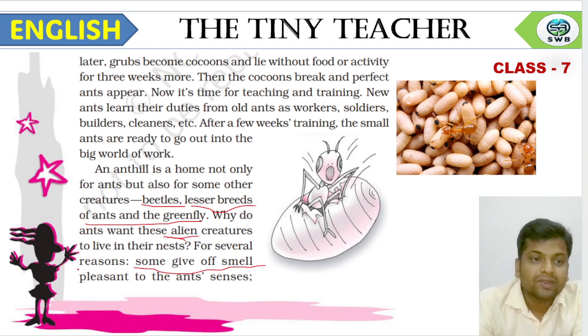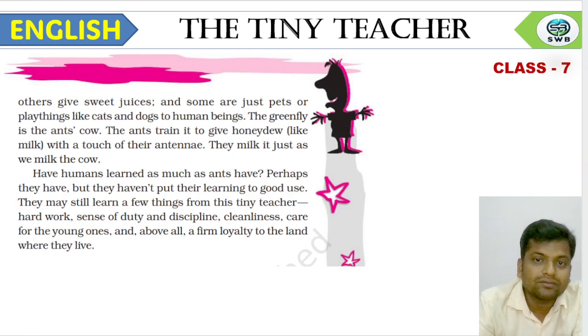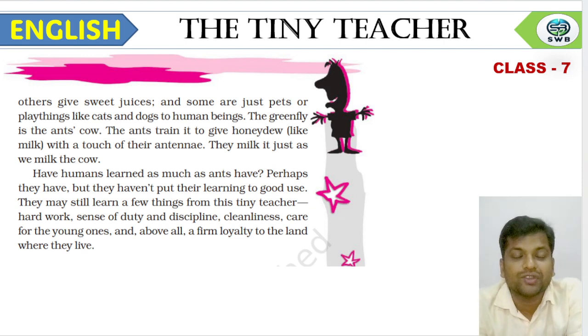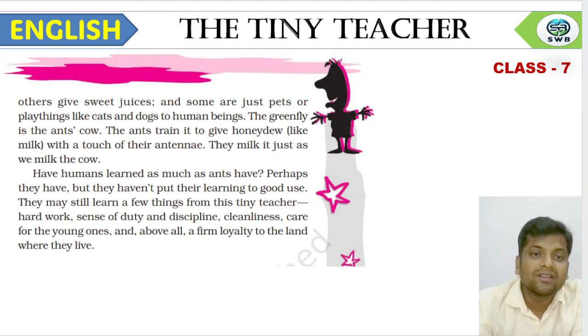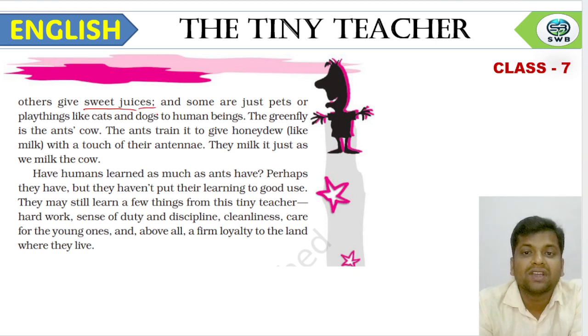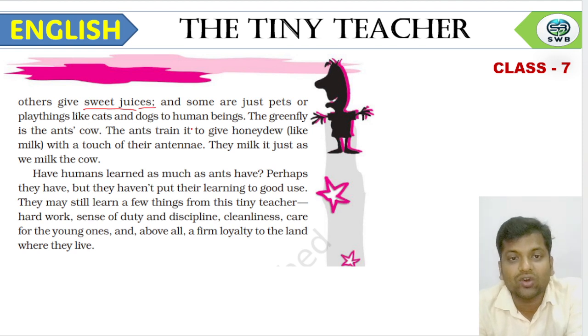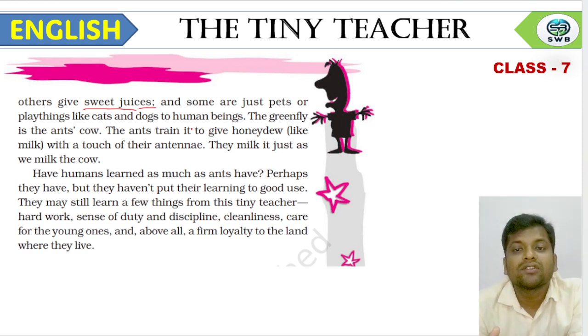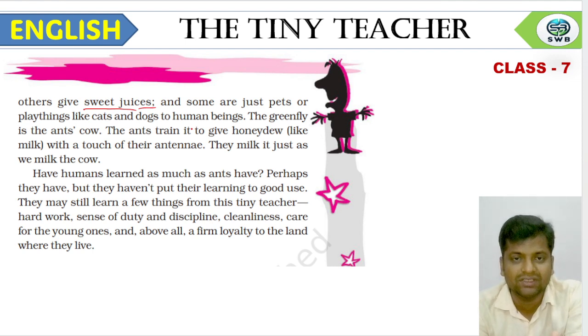Okay, and next, others give sweet juices. Some other creatures give sweet juices. And some are just pets or playthings, like cats and dogs of human beings. As human beings keep cats and dogs for their pleasure, as pets, like that the ant society keeps some pets with them. Then whom do they keep as their pets?